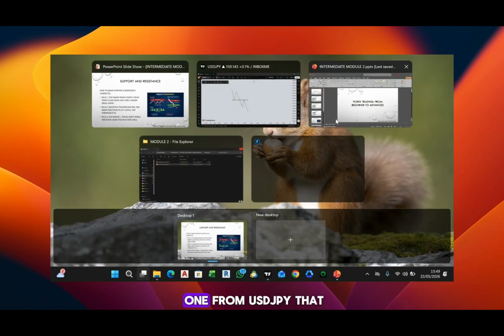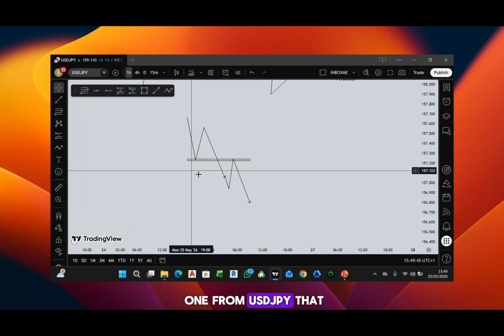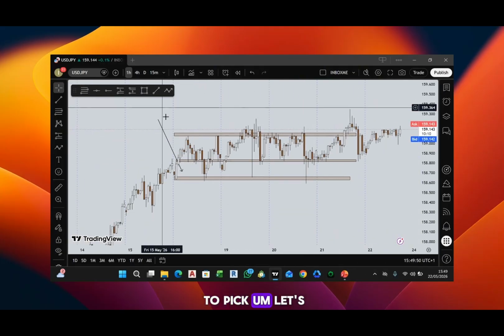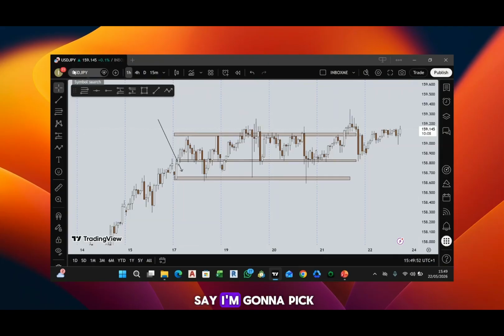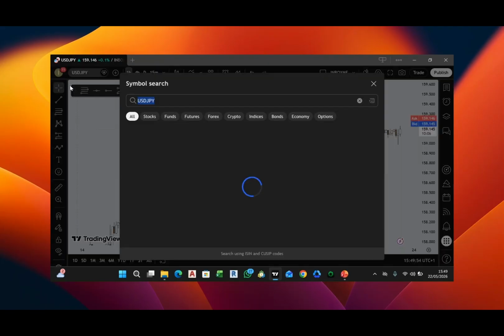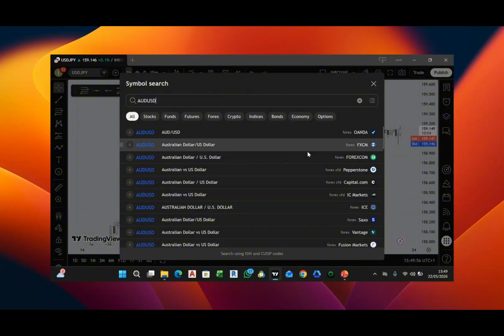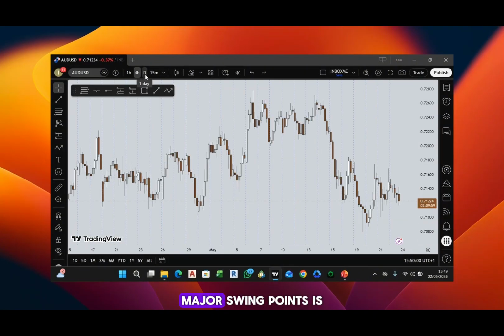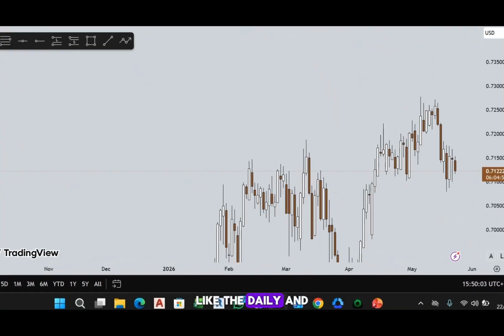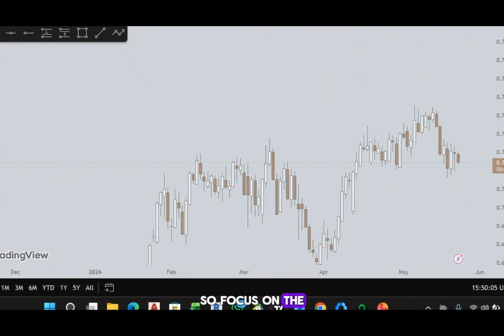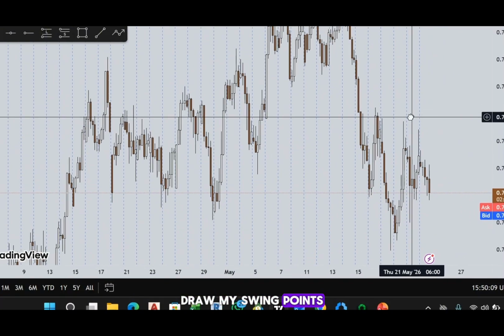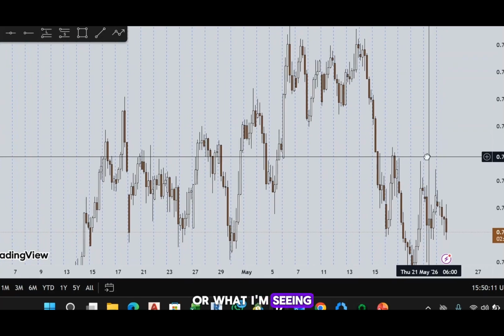So you can see one from USDJPY that I did here already. But I'm going to pick, let's say, a random pair. Drawing my major swing points is always on the high time frame, like the daily and the 4 hour. So focusing on the current price action, I want to draw my swing points, focusing on what I'm seeing in the market at the moment.